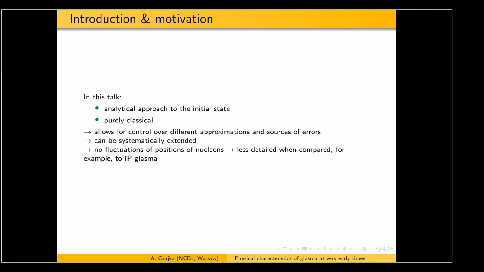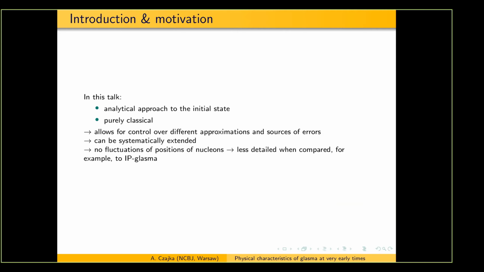And so in this talk, I'm going to focus on an analytical approach to the initial state, which is purely classical. This approach has some good points, for example, it allows for control over different approximations and sources of errors, and it can be systematically extended. But on the other hand, we don't include all possible fluctuations, or some fluctuations which are included in different approaches. For example, we don't include quantum fluctuations and the geometrical fluctuations of positions of nucleons within nuclei.